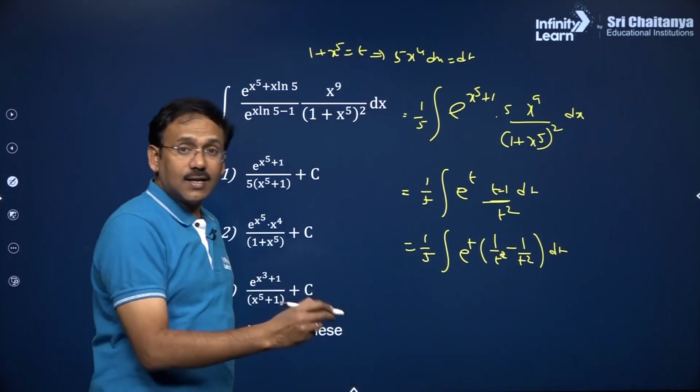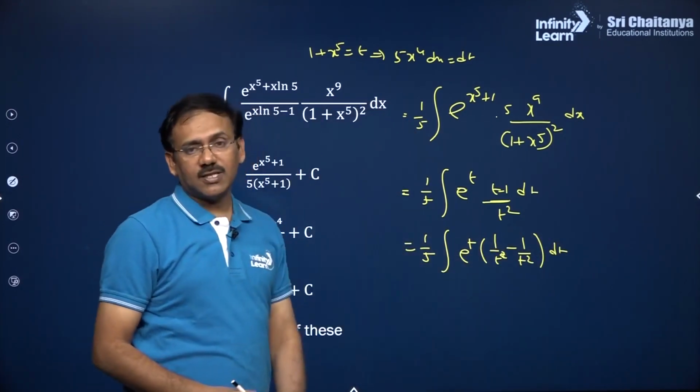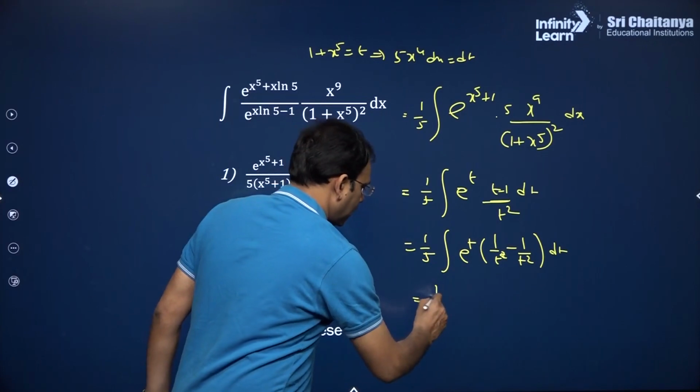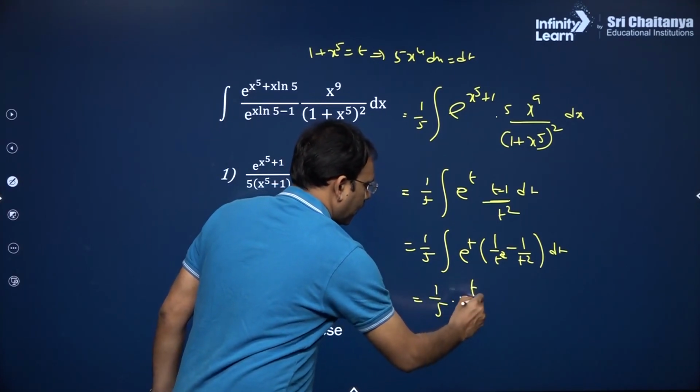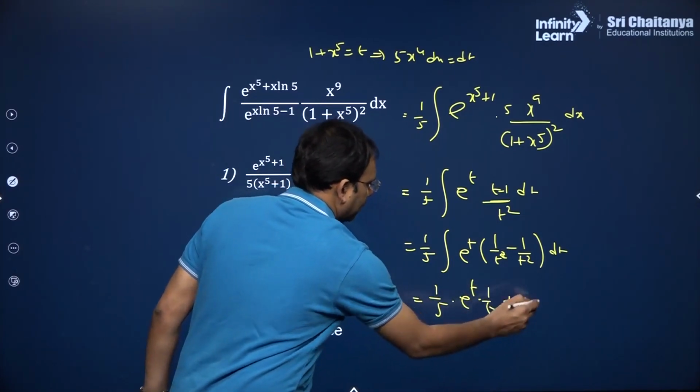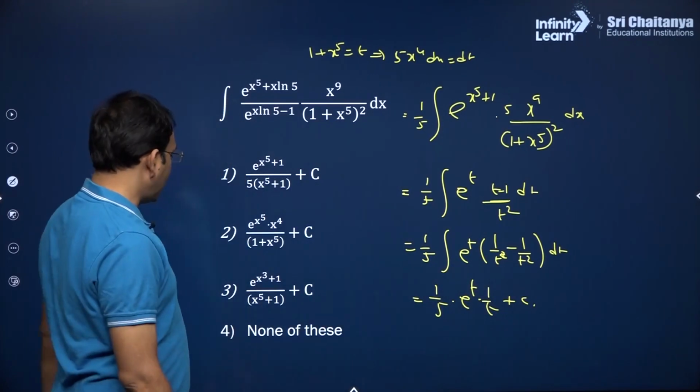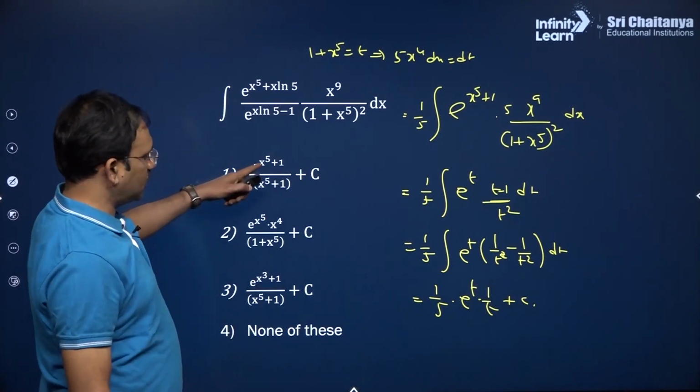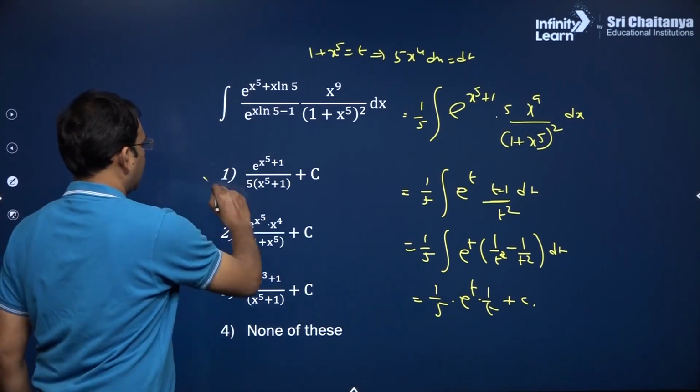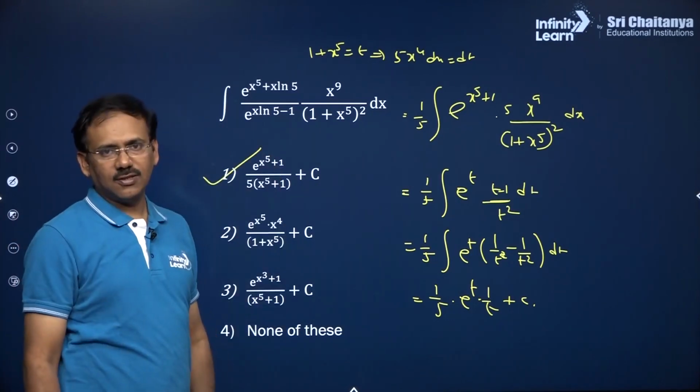You see, integral e power x into f of x plus f dash x is going to be e power x into f of x plus c, my dear friends. So, 1 by 5 into e power x power 5 plus 1 by x power 5 plus 1 plus c, this is the answer, okay.